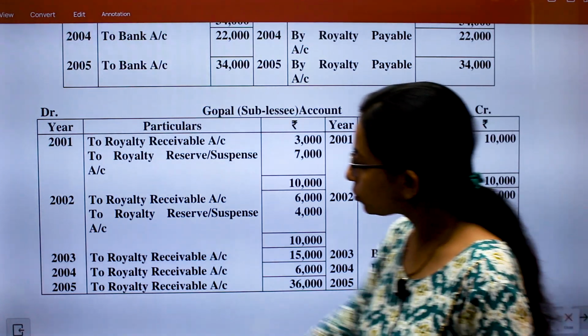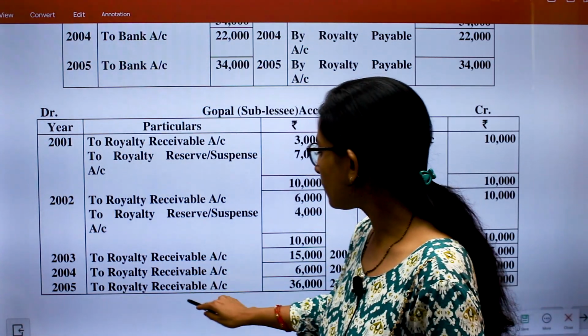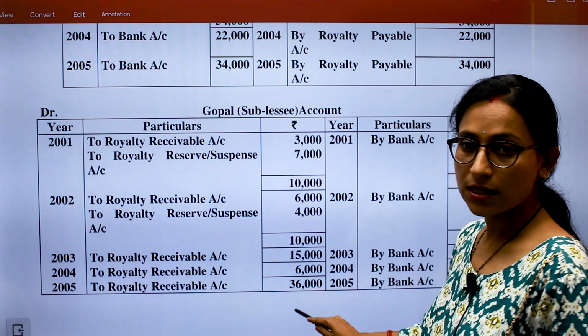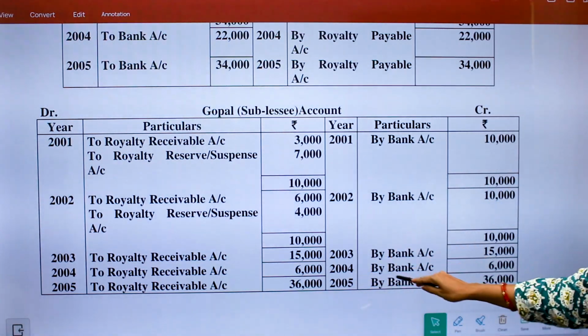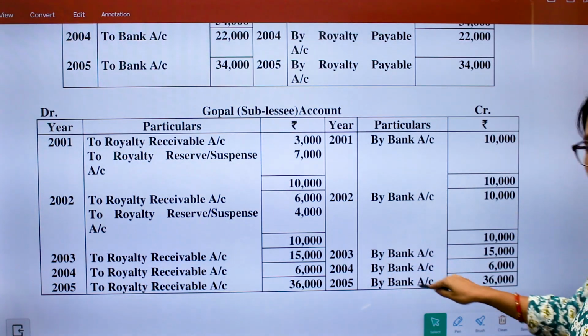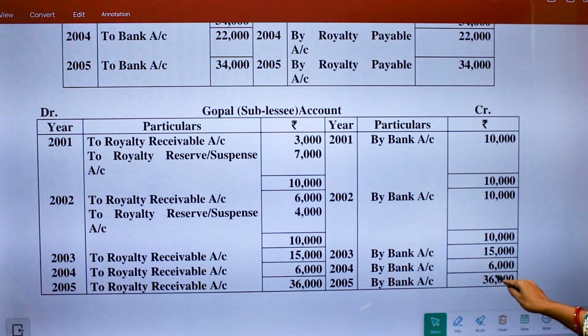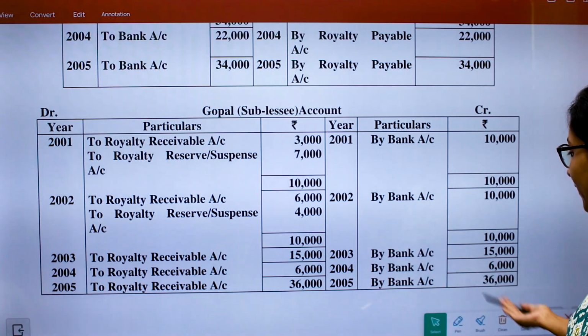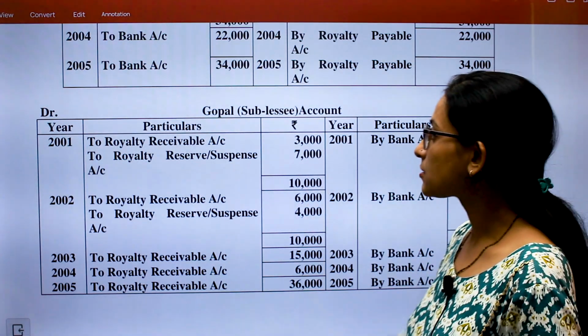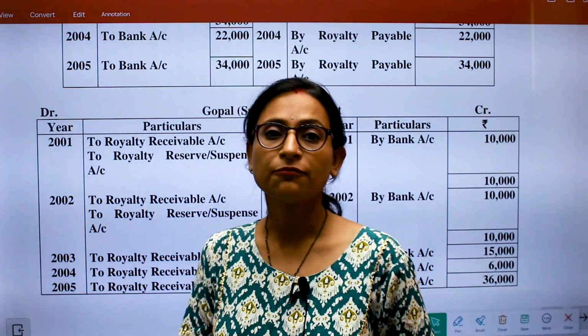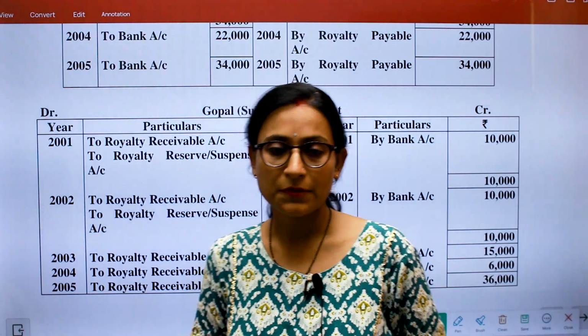Last year, in 2005, the royalty receivable account is 36,000 and we have paid that amount, so we have credited by bank with 36,000. So the last year has been tallied with rupees 36,000. This is the last ledger which we have prepared in the books of Ram, the lessee.